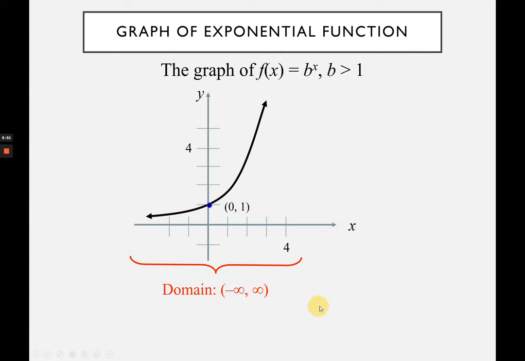Next, if you have the domain, what is the range? Range is a little different. If you check a specific example of this graph and try it on a calculator, the graph seems to go closer and closer to the x-axis, but it doesn't touch the x-axis. So we could presume that the range is going towards 0, but 0 is not part of the range, and it goes further to positive infinity.